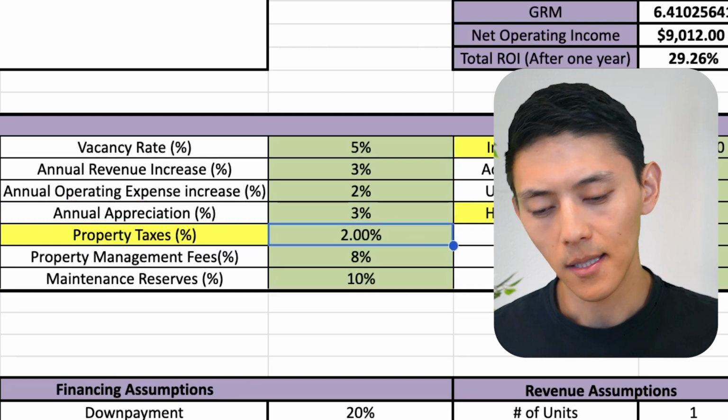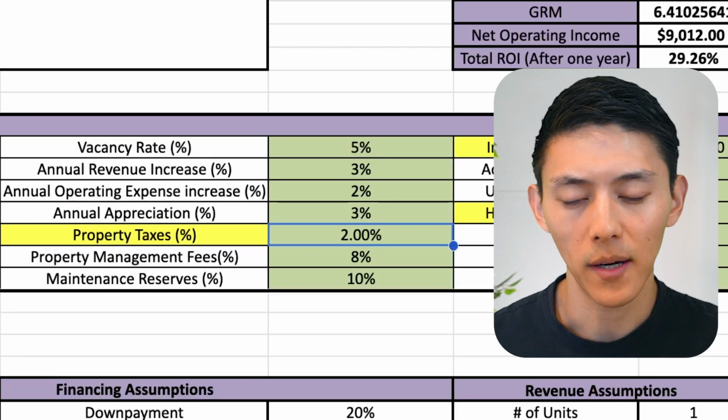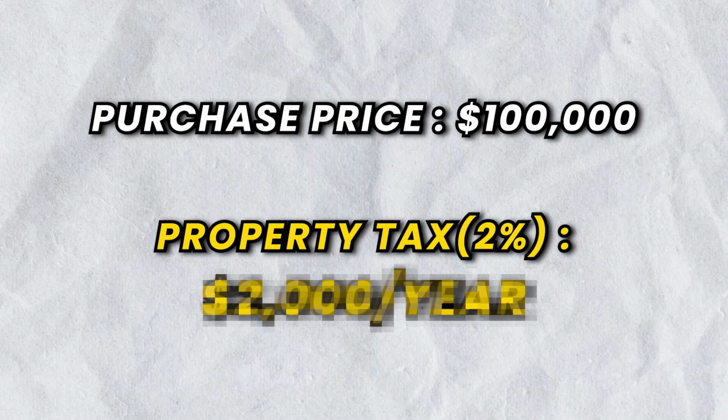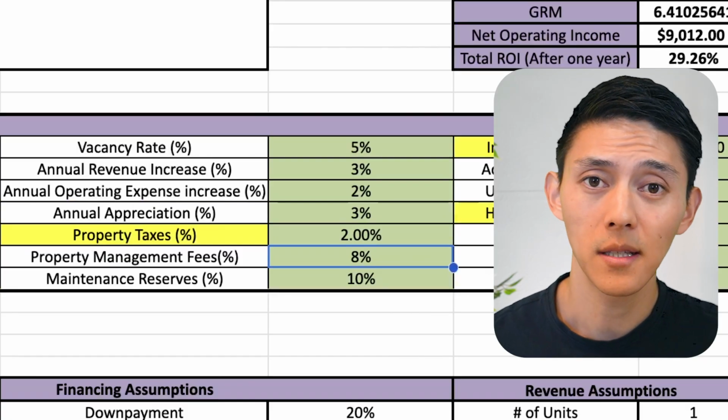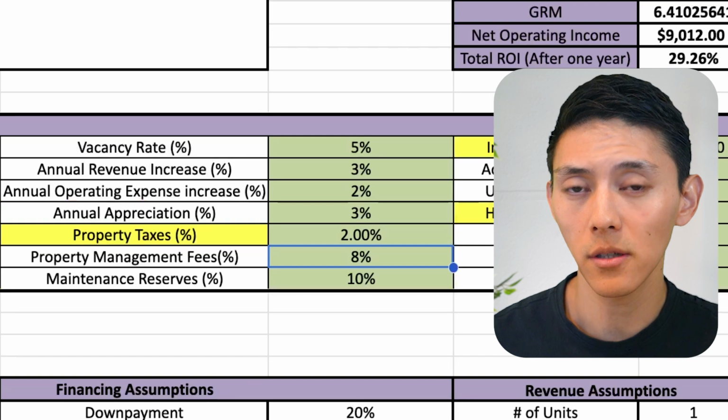Property taxes in this area are going to be around 2% of your purchase price, which means that for this property, if I buy for 100,000, then every year I'm paying around $2,000 in property taxes. So again, this number you'll find by going to the county website or asking a realtor what property taxes are estimated to be in this area. Now, property management fees, this again varies on your property manager. This can be between 8 to 10%. For most of my relationships, I get charged 8% for my property managers.